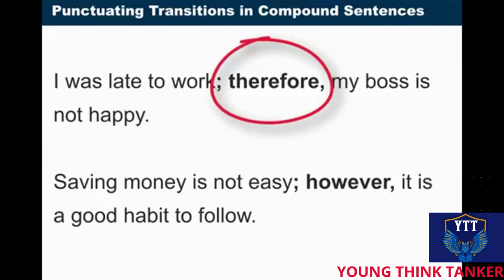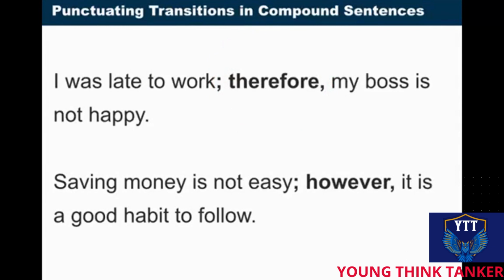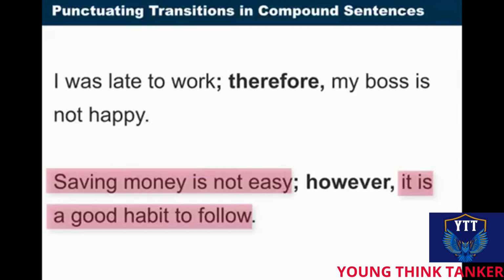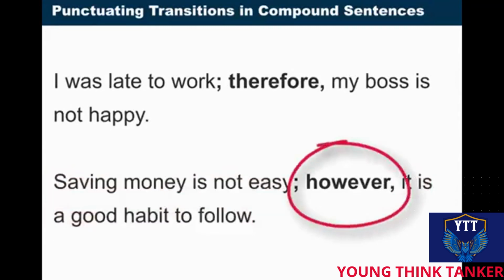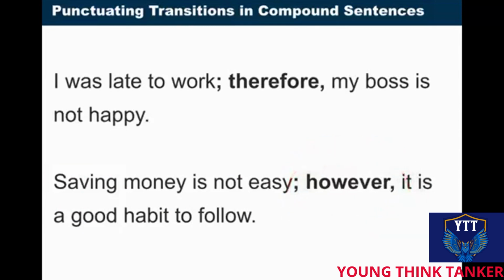Notice the punctuation. When I use a transition word, I have to put a semicolon in front of the word and a comma after the word. Look at the next example. Saving money is not easy. However, it is a good habit to follow. Again, I have two sentences, and I'm joining them with a transition word. So I have to put the semicolon in front of the transition and a comma after the transition. This makes a second type of compound sentence.